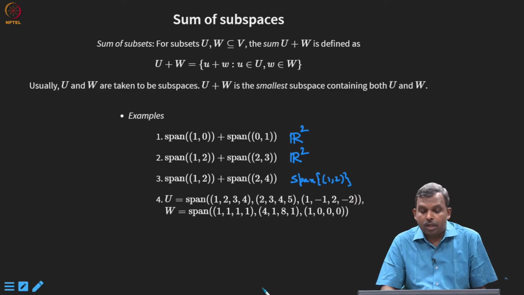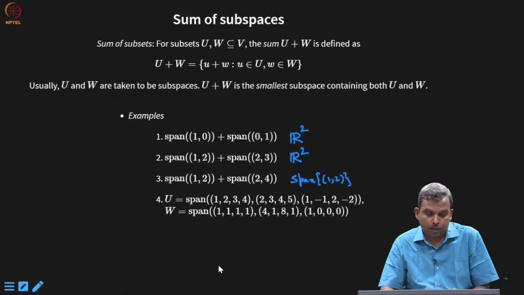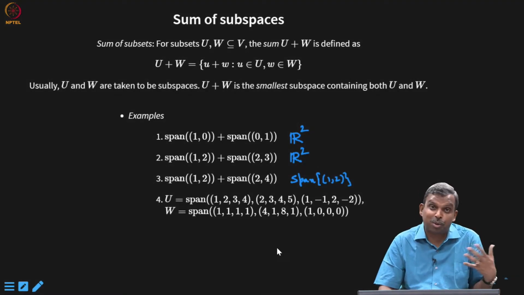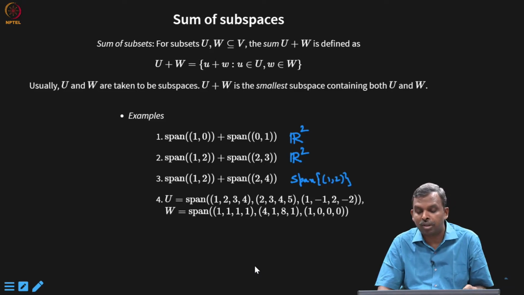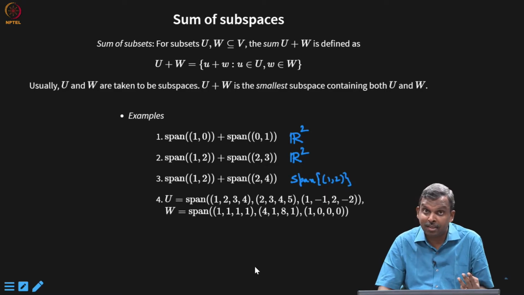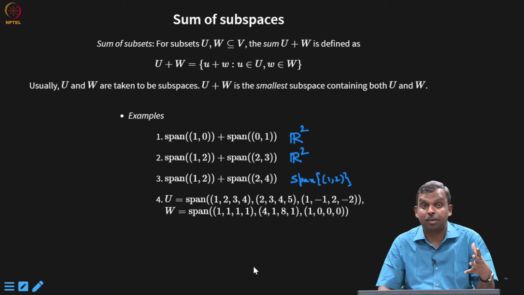So look at the fourth one. It is a little bit more tricky. Now I have gone to R4. Okay. So you have this larger possibilities. So what I have done here is I have taken a U which is a span of 3 vectors in R4, right, 1 2 3 4, 2 3 4 5 and 1 minus 1 2 minus 2. Okay. 3 different vectors in R4, they are going to span this subspace U.